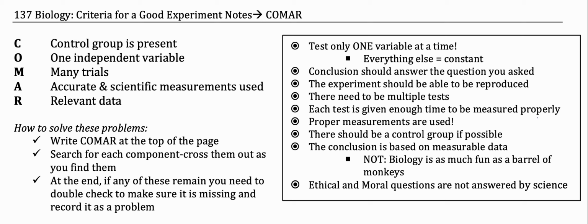So those are things that need to be measurable. So they need to be using tools such as rulers, scales, balances, etc. You're collecting quantitative data. There should be a control group always. The conclusion is based on measurable data.